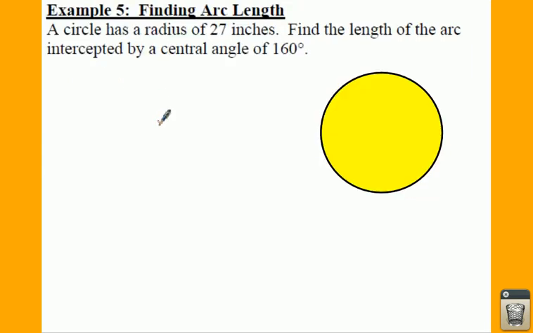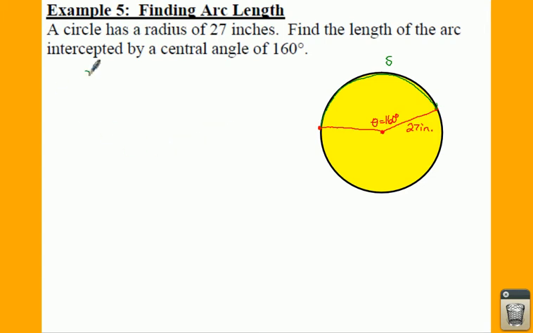So if we want to look at example 5 here, it says a circle has a radius of 27 inches. So here's the center, it doesn't matter where we draw the radius. Here we go. And this is 27 inches here. We're going to find the length of the arc that's intercepted by a central angle of 160 degrees. So we'll say that straight across would be 180. So we'll say 160, it's just a guess. This is 160, so your theta is equal to 160 degrees. We want to figure out what is the length of this arc out here. So this is your S.